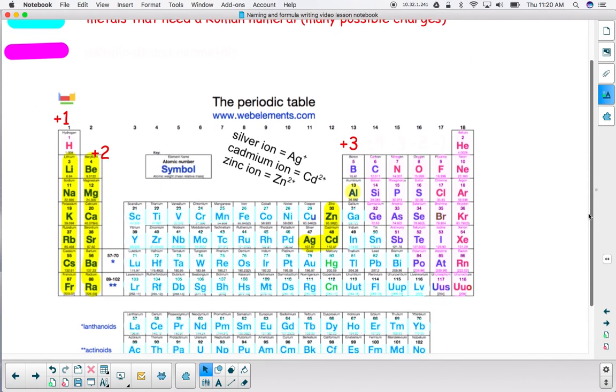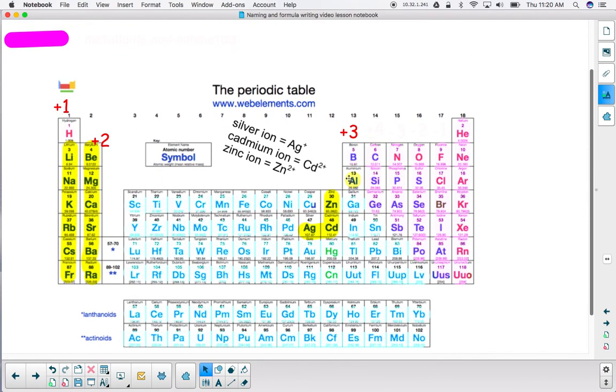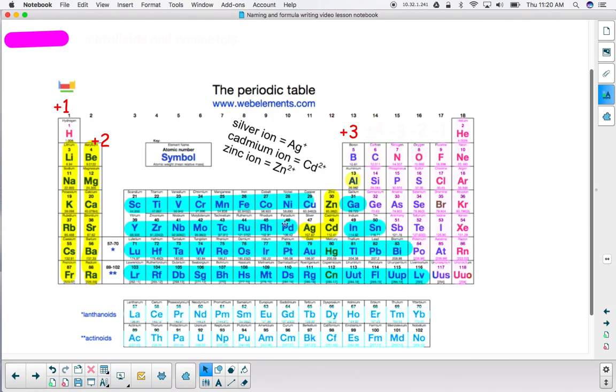There are a lot of elements in the periodic table that need Roman numerals. We have the transition metals, minus silver, cadmium, and zinc, and the inner transition metals are going to need Roman numerals as well. Feel free to pause the video while you get those colored.